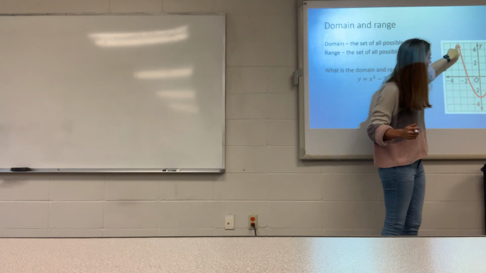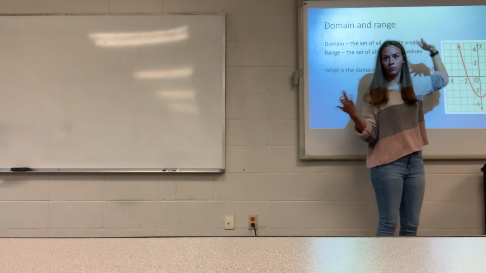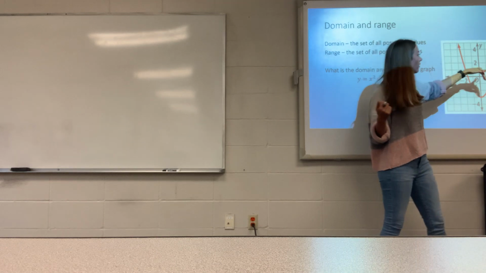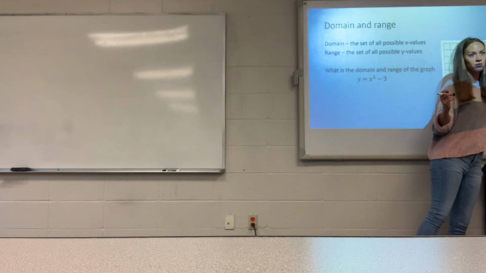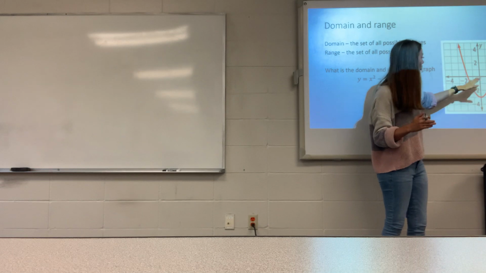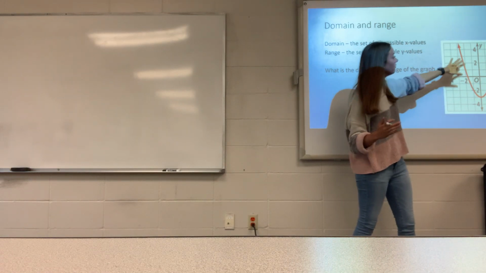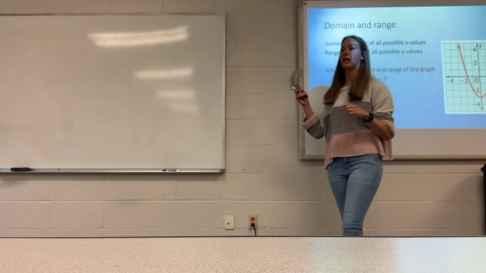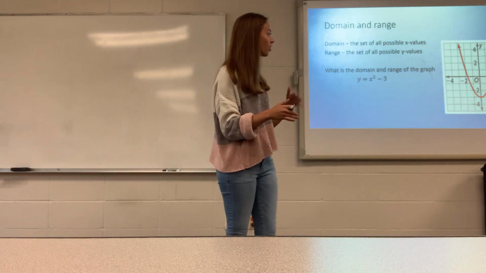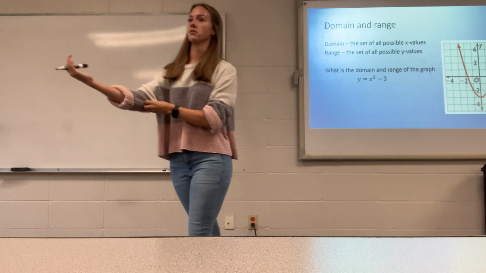So could it go all the way to negative infinity? Could it keep going forever? What about on this side? Could it keep going to positive infinity? Yeah, so my domain is going to be, the x values, it can go from negative infinity, even though it doesn't show that, because there's an arrow, it could keep going. So it's going to go from negative infinity all the way to positive infinity.